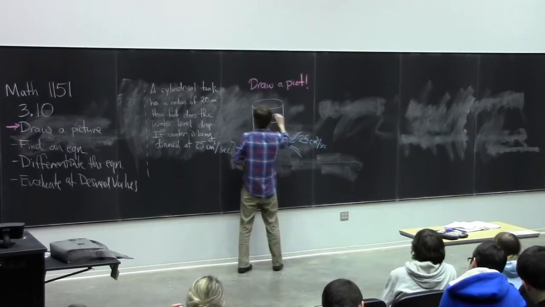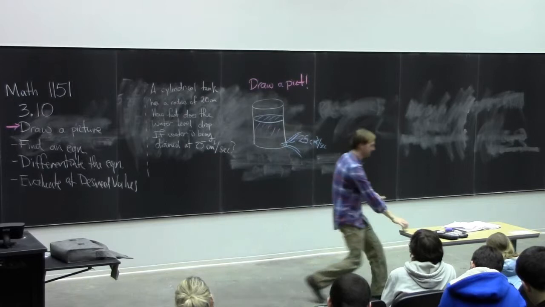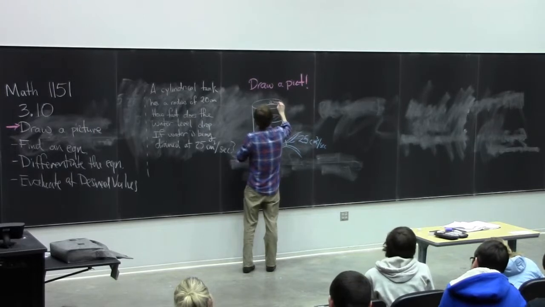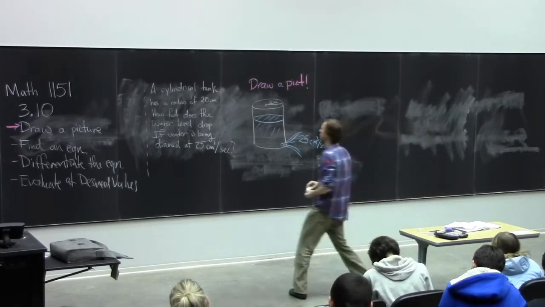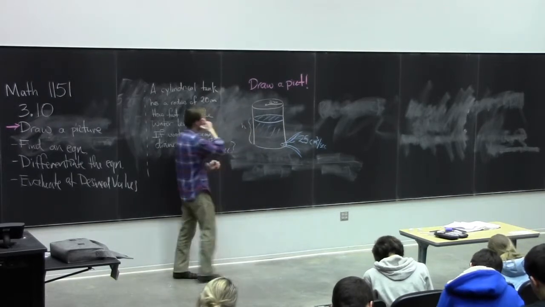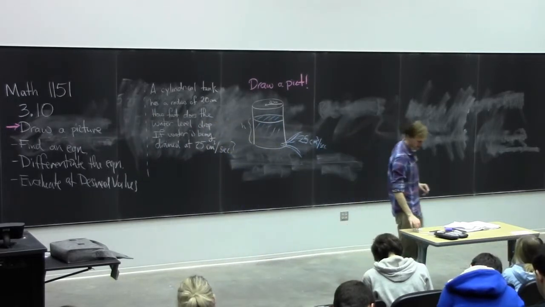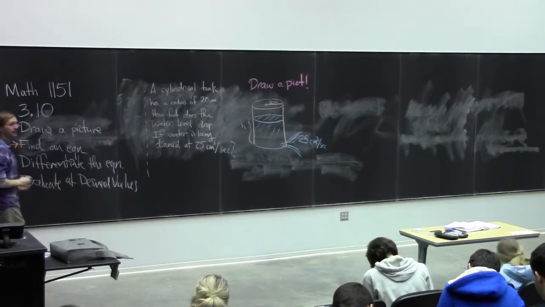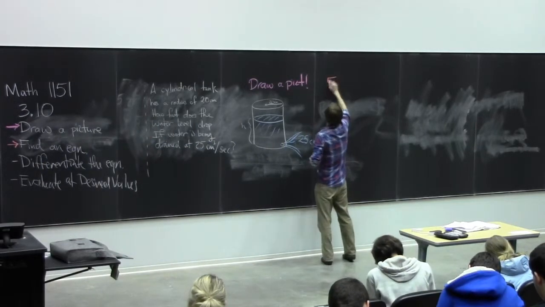So here's the water level. Oh, and what's the radius? The radius is 20 centimeters. And we want to know how the height is changing. So I'm going to call this right here h. We want to know how height is changing. So draw a picture. There it is. Does that make sense to anybody? Okay, great.